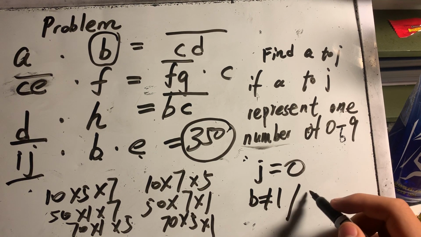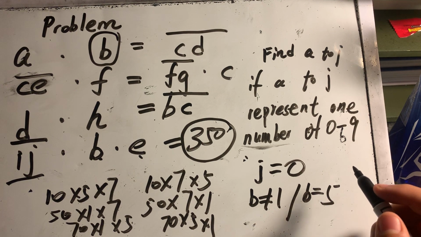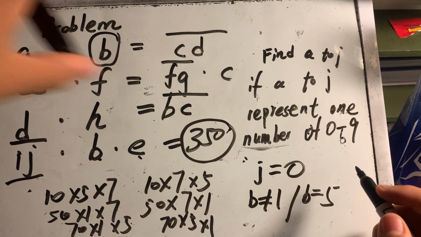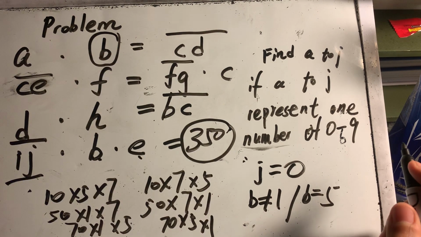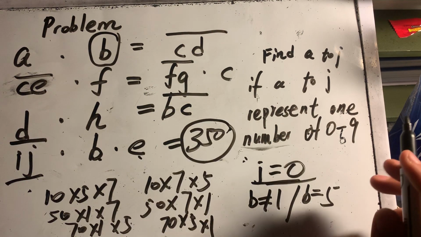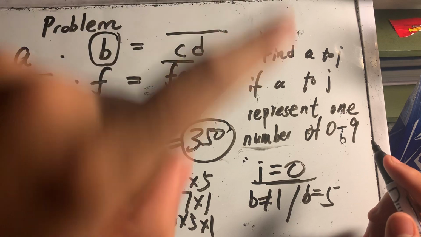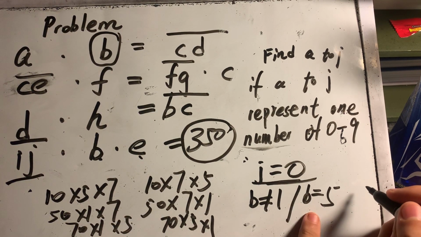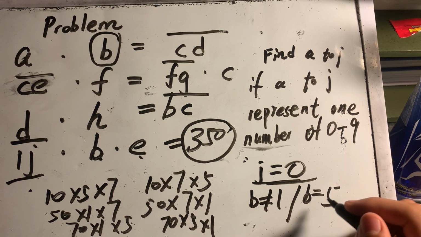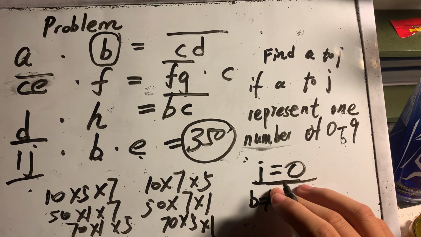Now we test whether B can be 5 or not. If B is 5, let's suppose A is an even number, then D has to be 0. However, J is 0, so D cannot be 0. So if A is an even number, then D can only be 5. However, if D is equal to 5, it overlaps with B, because B is also 5. So B also cannot be 5. Therefore, B can only be 7.